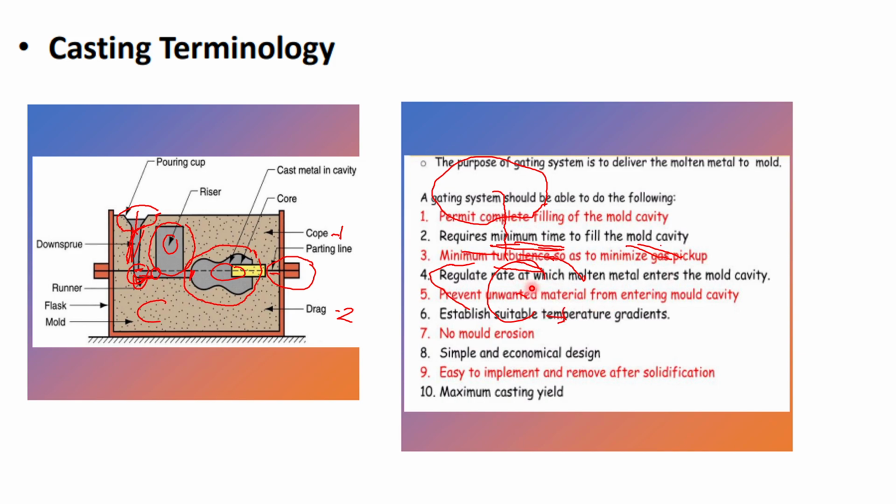So you have to design your gating system according to that. It should prevent unwanted material from entering the mold cavity. We generally use a filter material for that purpose. It should establish suitable temperature gradient, no mold erosion, simple and economical design, easy to implement and remove after solidification, and maximum casting yield. Now we will discuss some MCQ questions.